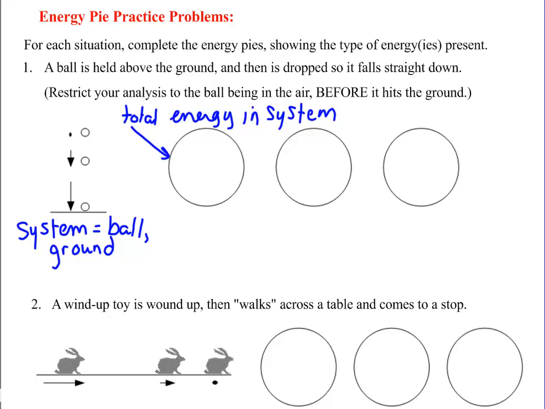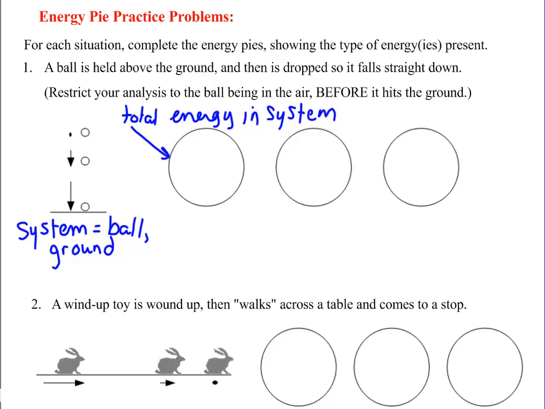The ball is, after all, falling through the air. Since in our discussion so far, we've talked about the fact that as objects travel through the air, they do not experience any friction, then I have no energy that's being dissipated because of friction, and so I'm not going to include the air in my system. So the system in this case includes just the ball and the ground.